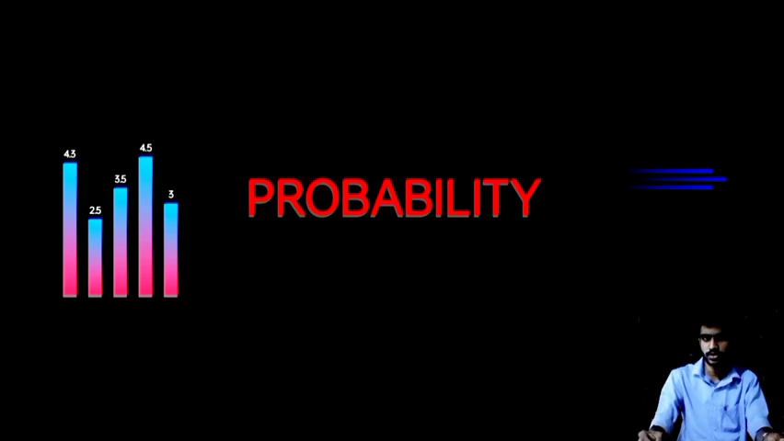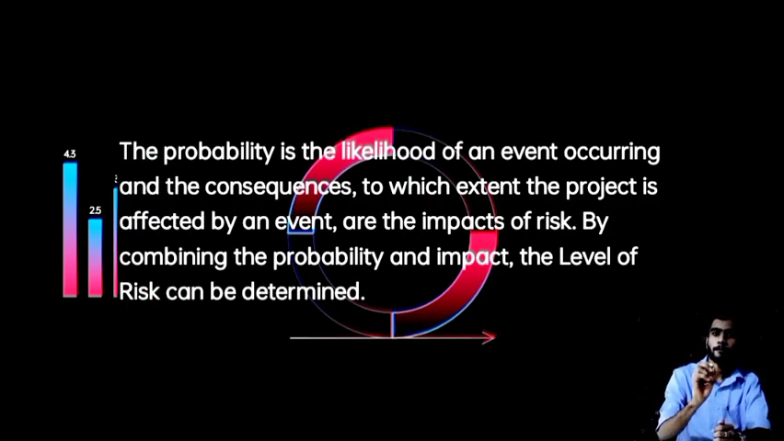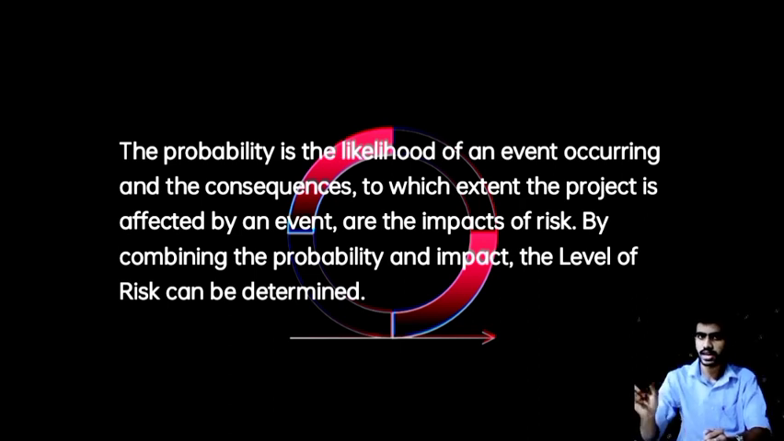Now, let's look into the probability of a risk occurring. The probability is the likelihood of an event occurring, and the consequences, to which extent the project is affected by an event, are the impacts of risk. By combining the probability and impact, the level of risk can be determined.